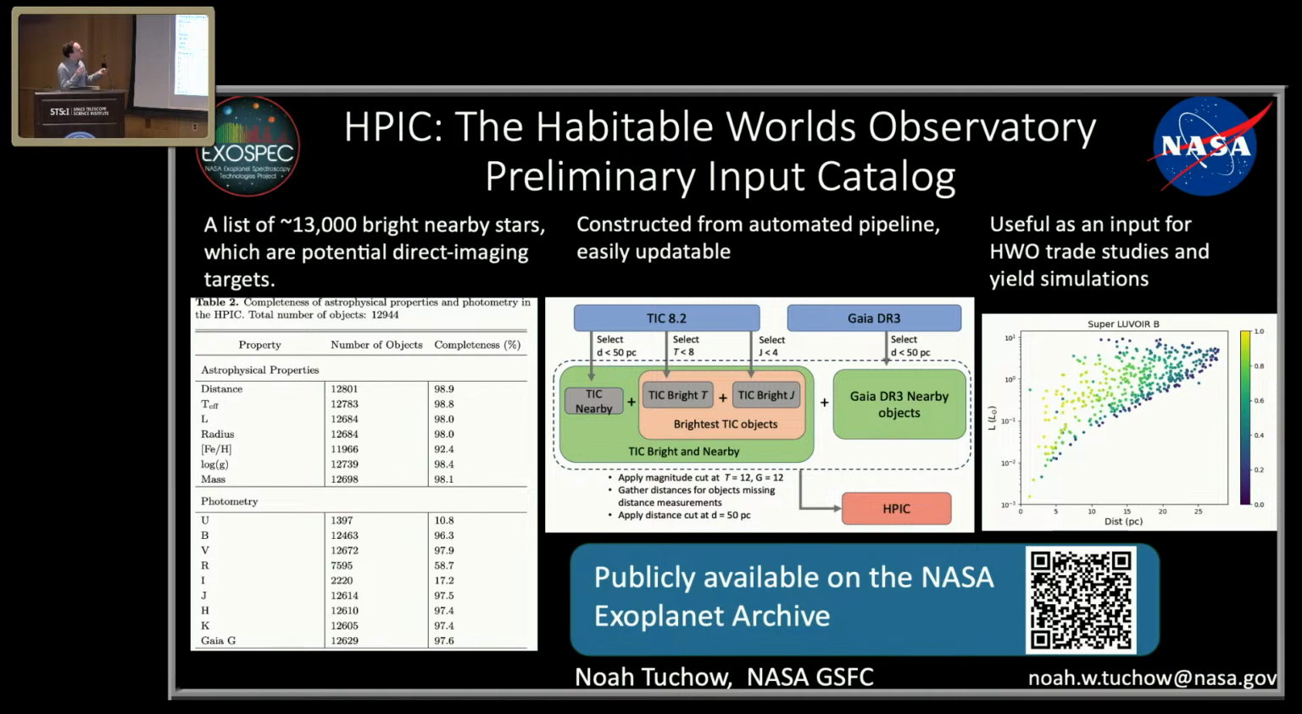It's currently constructed using the TESS input catalog and Gaia DR3, using a bunch of selections based off of distance and magnitude. And we think that this catalog will be useful as an input for future HWO trade studies and yield calculations. And it's currently publicly available on the NASA Exoplanet Archive, which you can see down there.